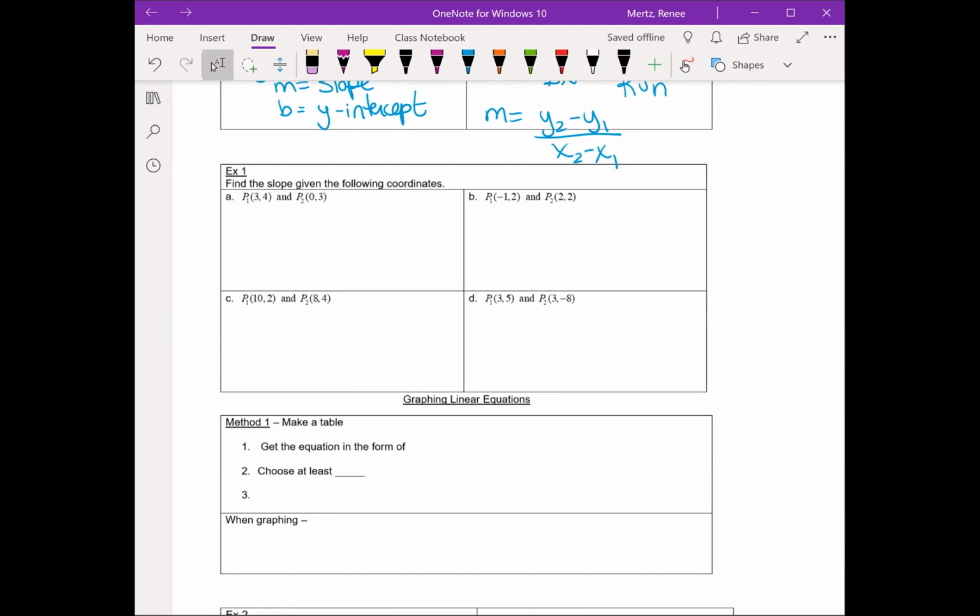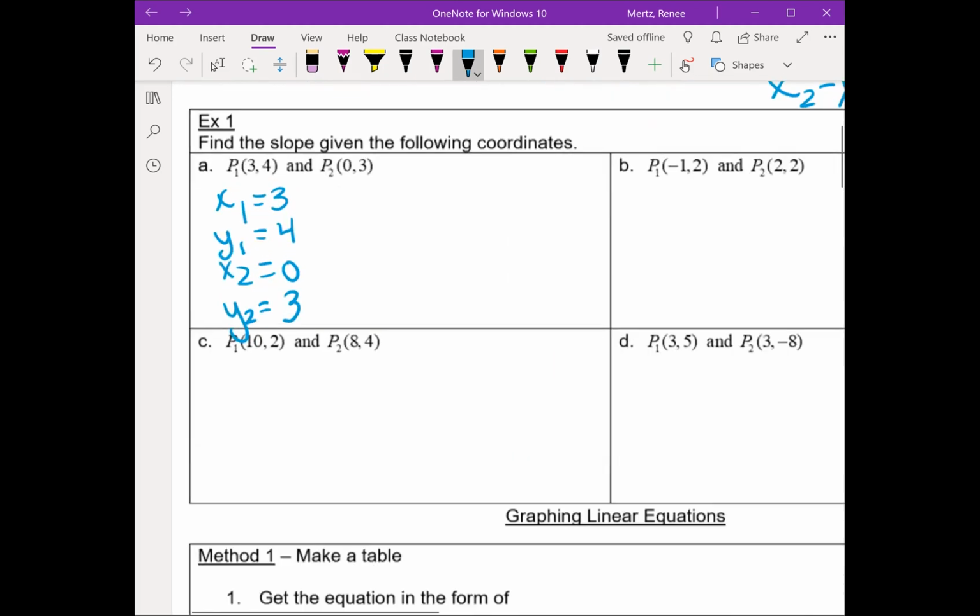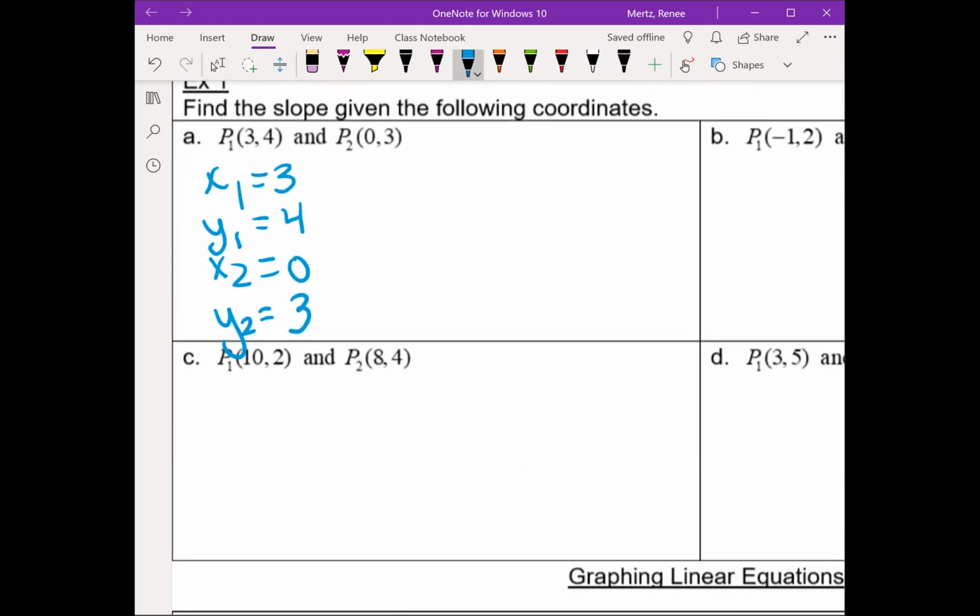So again, just like we did with distance and midpoint, if you want to write the coordinates out, x1 would equal 3, y1 would equal 4, x2 would equal 0, y2 would equal 3. So you're going to plug into the formula, y2 minus y1 over x2 minus x1. Again, it doesn't matter the order you do as long as you're just consistent. So I don't always go with 2 and then 1.